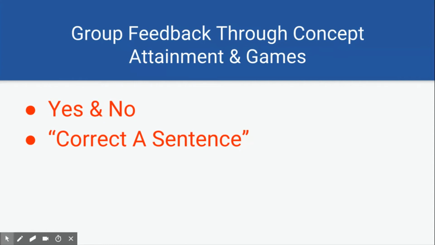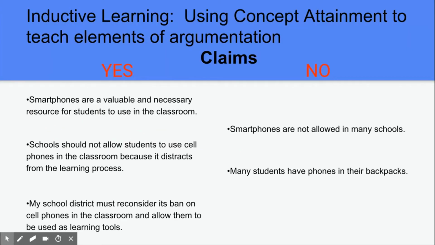Concept attainment is also one of my favorite ways to deal with error correction. I'll talk about that in a second. And of course, games are also fun. Just write a bunch of mistakes on the board and have small groups try to figure out and compete, who can correct the most. But concept attainment is great.